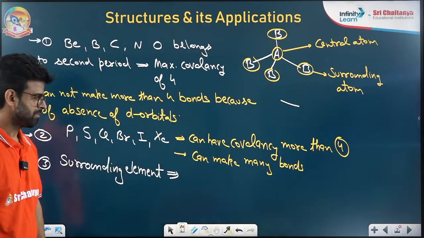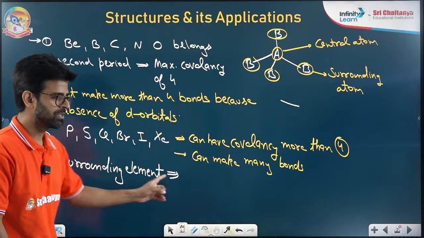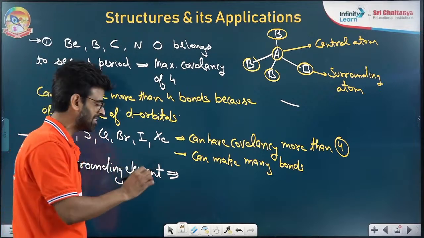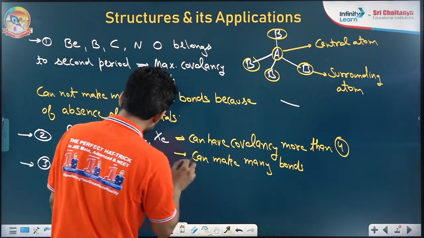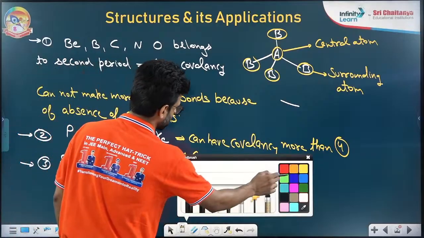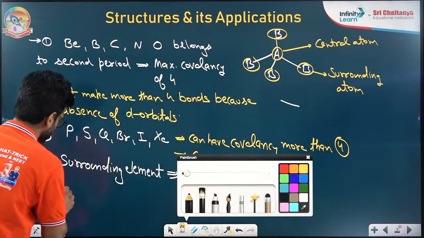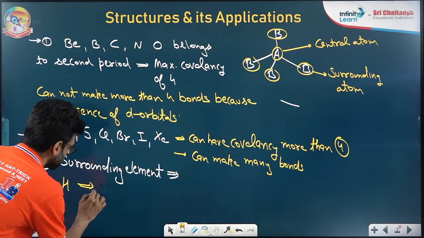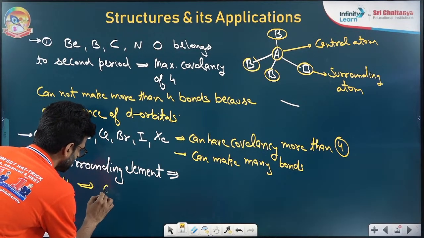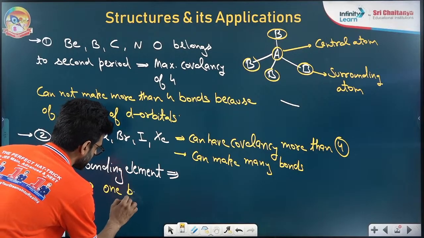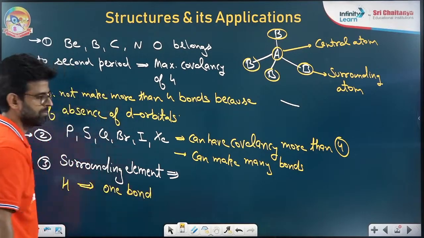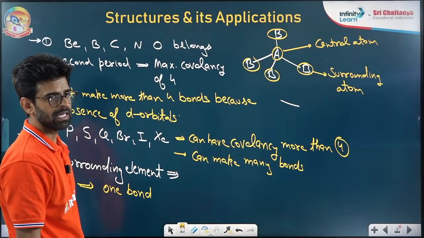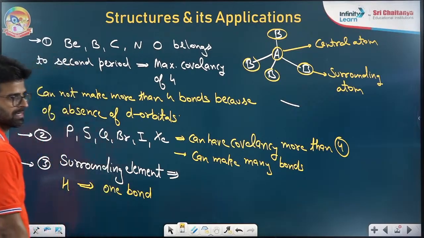Now here I'm talking about the surrounding element. Which elements will be the surrounding elements? I'm saying once again, all the time they are fixed elements. The first one I'm saying is hydrogen. As a surrounding element, how many bonds will hydrogen make? It will make 1 bond. Yes, they can expand their octet.